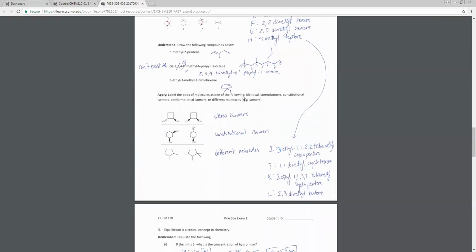Here, you're going to label the pairs of molecules. So we have stereoisomers, we have constitutional isomers, and then we have different molecules. How do I tell? Well, stereoisomers are simply different in space. Constitutional is a different arrangement. Different molecules are actually going to have different numbers of atoms.